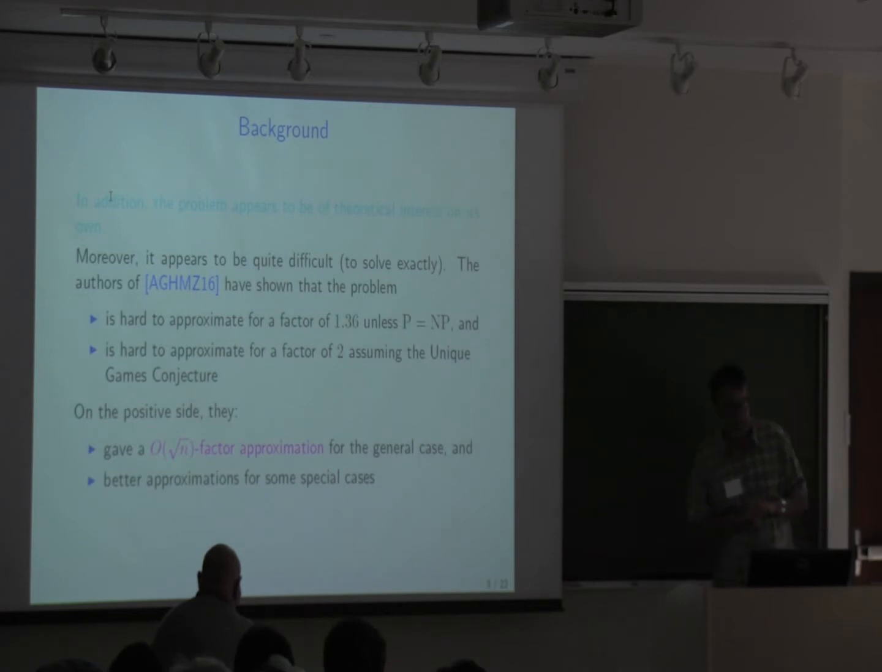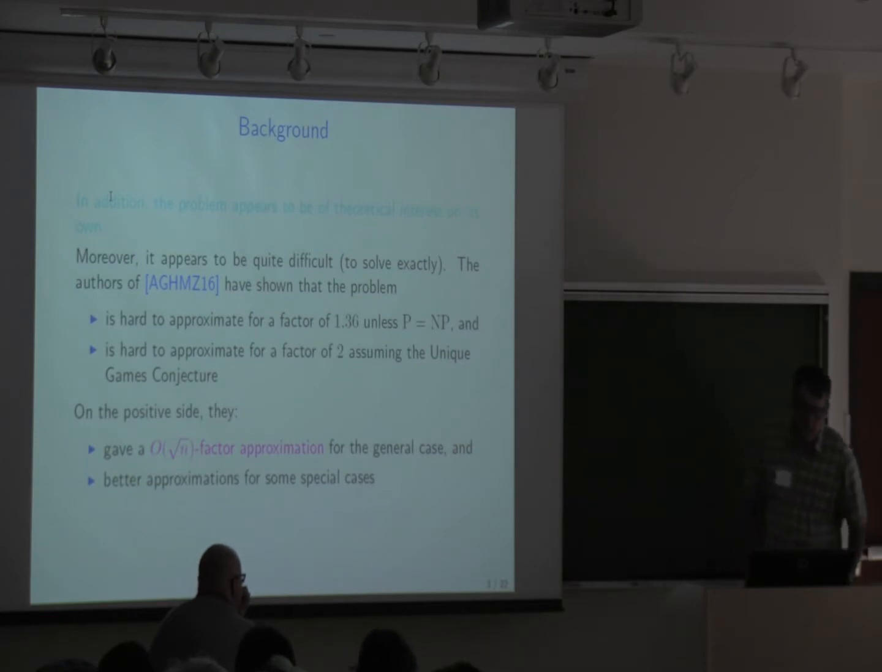We'd like to see how to solve it, but as you will see, we are very far from it. The authors who introduced it have shown that it's hard to approximate within a factor of 136 unless P equals NP, and within a factor of 2 assuming a stronger hypothesis, the unique games conjecture.